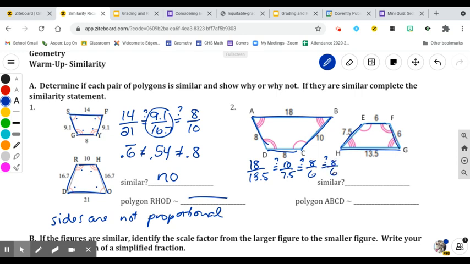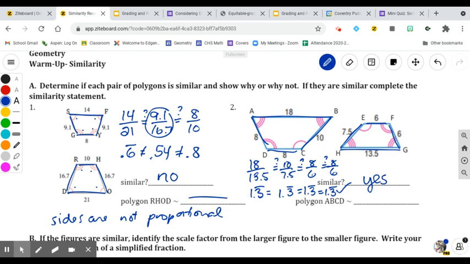Okay, so now again, since I have decimals, I'm just going to divide these. 18 divided by 13.5 would give me 1.3 repeating. Let's see if that's equal to 10 divided by 7.5. And it is also 1.3 repeating. And then 8 over 6 is also 1.3 repeating, which it is. Sorry, this is kind of going into the words here, but that's okay. Since all of these are equal, we're going to say that yes, they are similar because their sides are proportional. All the ratios are equal.